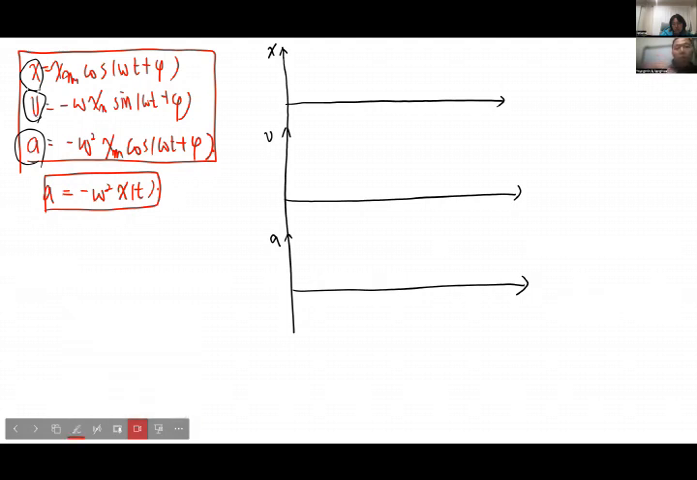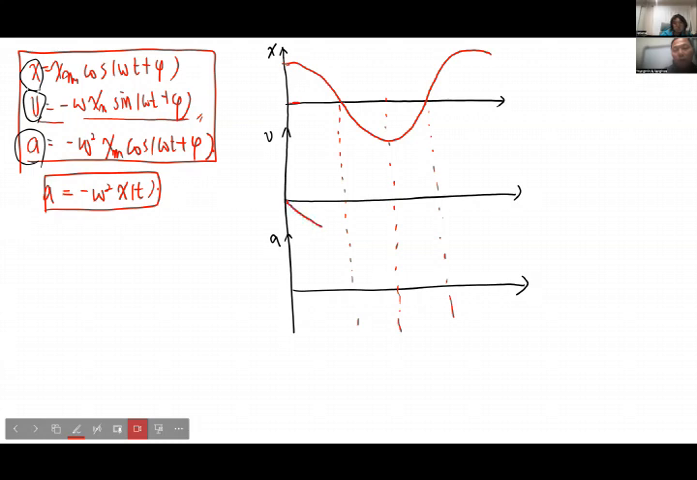Displacement starts with the maximum amplitude x_m at t equals 0, like this, as a cosine function, right? And the velocity is a sine function, so it should be 90 degrees shifted from this displacement, like this. Let me set up a vertical line to compare the three graphs. Now the velocity itself comes with a minus sign, so you start with the negative value first while the displacement moves forward, like this.